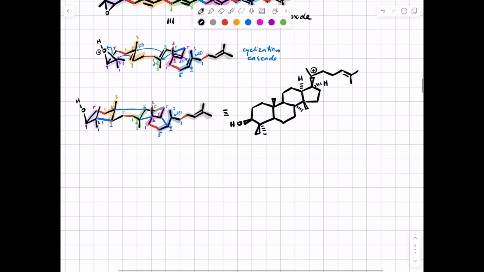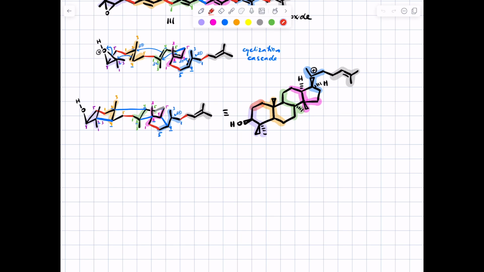Where the isoprene units are as follows. Here's my purple. Here's orange. Here's green. Here's pink. Here's blue. And then here's gray.